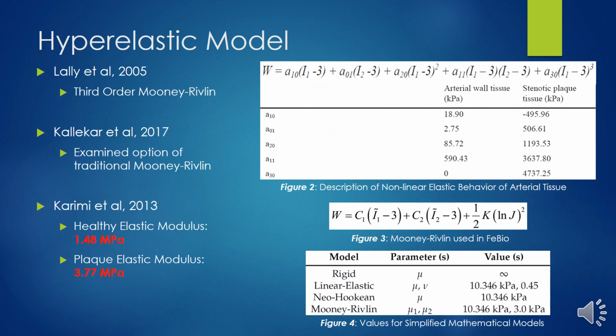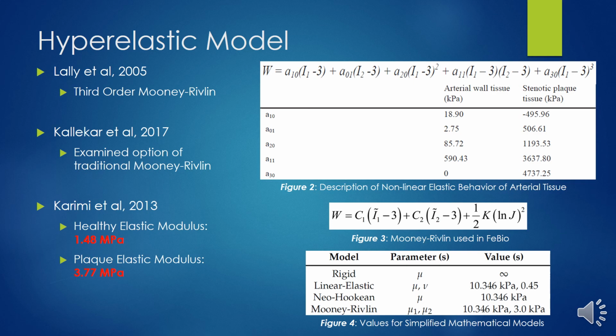In 2005, Lally et al. found that the hyperelastic behavior of the coronary artery could be modeled using the third-order Mooney-Rivlin strain energy equation. Many other papers I read for this project continue to use this equation for coronary artery modeling. This differs from the version of the Mooney-Rivlin equation we learned in class, because instead of using the bulk modulus, additional terms with the two invariants are used. Figure 2 shows this equation and the constants that describe coronary arteries.